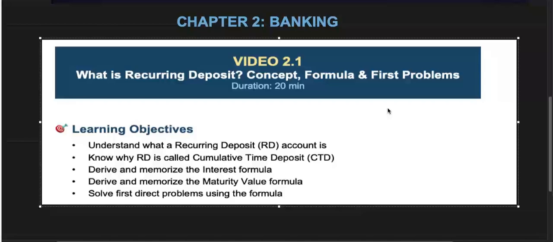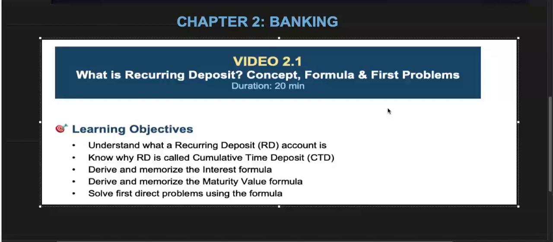Chapter 2, banking. In our first video of this chapter we will cover recurring deposit, some of the concepts, formulas and a couple of problems related to these. So what are the learning objectives? Understanding the RD account, how it works, and why recurring deposit is also known as cumulative time deposit; deriving and knowing the interest formula on a recurring deposit; deriving the maturity value formula; and solving first direct problems using the same formula.